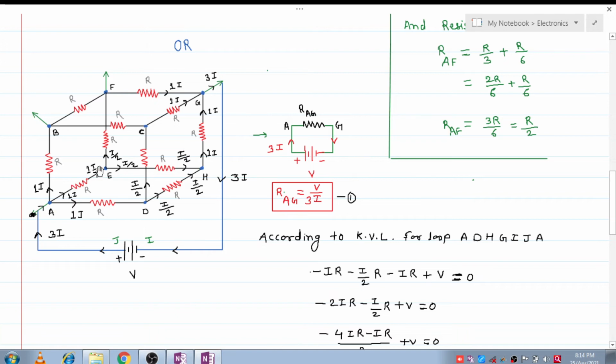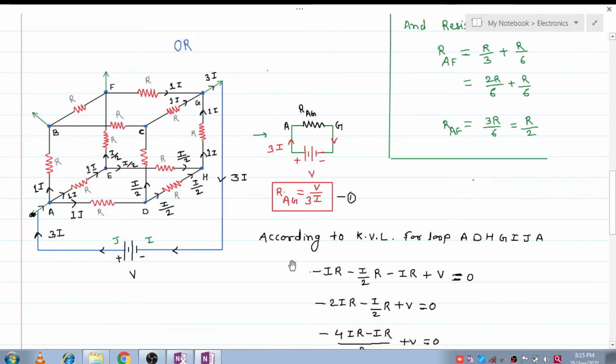Similarly, this 1I current is coming here, and that is also divided by I by 2, and here I by 2 is coming. So these combine and it will be 1I. Similarly from this side 1I, so 3I current is coming again toward the negative terminal of the battery.